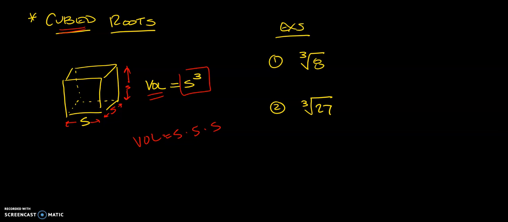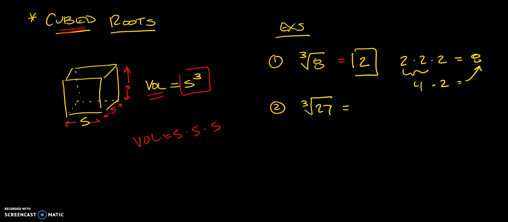So what's the cube root of 8? Well, these are a little trickier. This is going to be 2. Why? Because 2 times 2 times 2 is equal to 8. Now think about that. 2 times 2 is 4, times 2, that's 8. So the cube root of 8, and that's how we would read that, the cube root of 8 is 2. The cube root of 27, that's going to be 3. Why? Because 3 times 3 times 3 is equal to 27. 3 times 3 is 9, times 3 is 27.